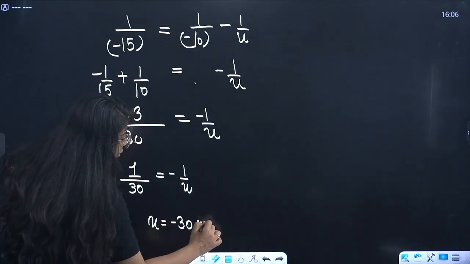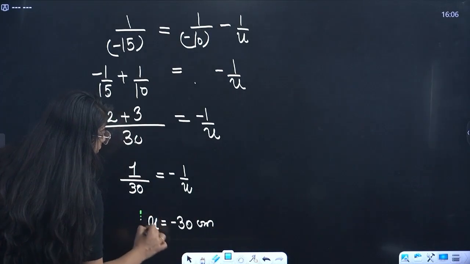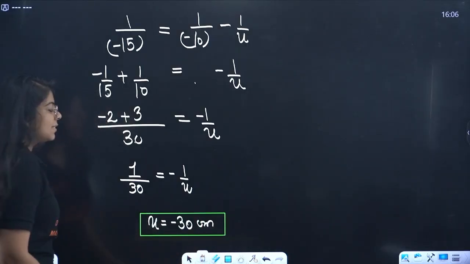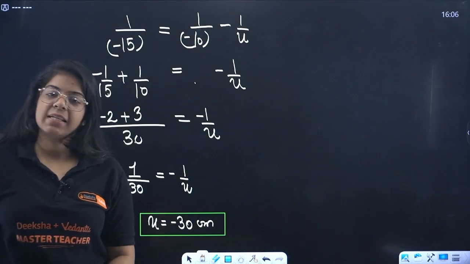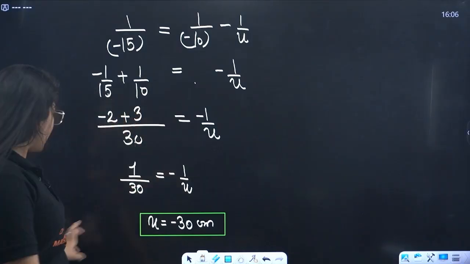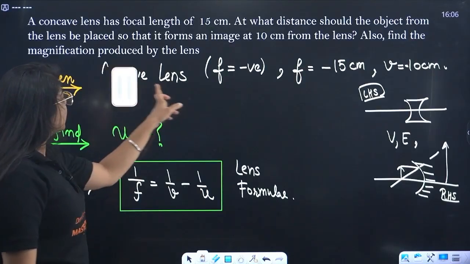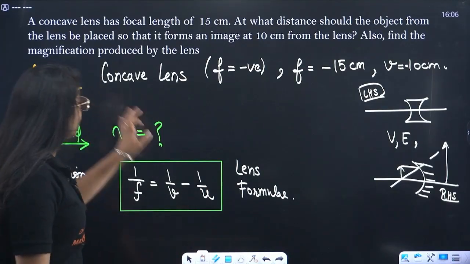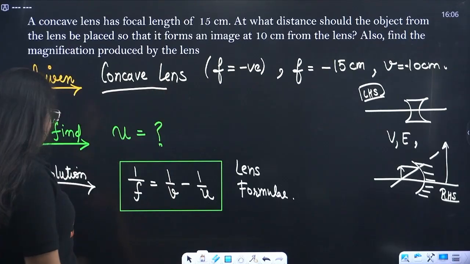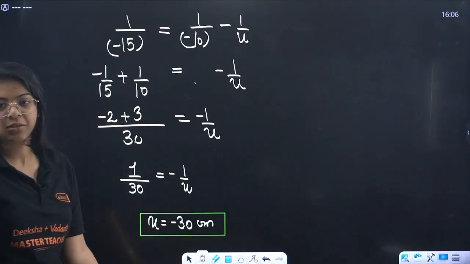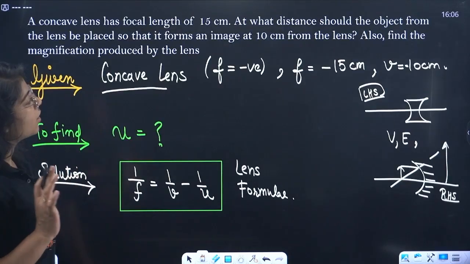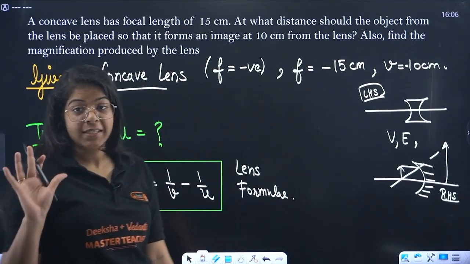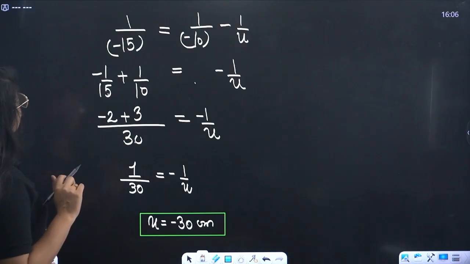Again, do not forget the units. Do not forget your minus signs as well. So U comes out to be minus 30 centimeter. And beta, this was your concave lens. Now U is always negative for a concave lens, so the negative part is correct and our calculation is correct. Understood? That is one question of lens done. Let's move on to another question.